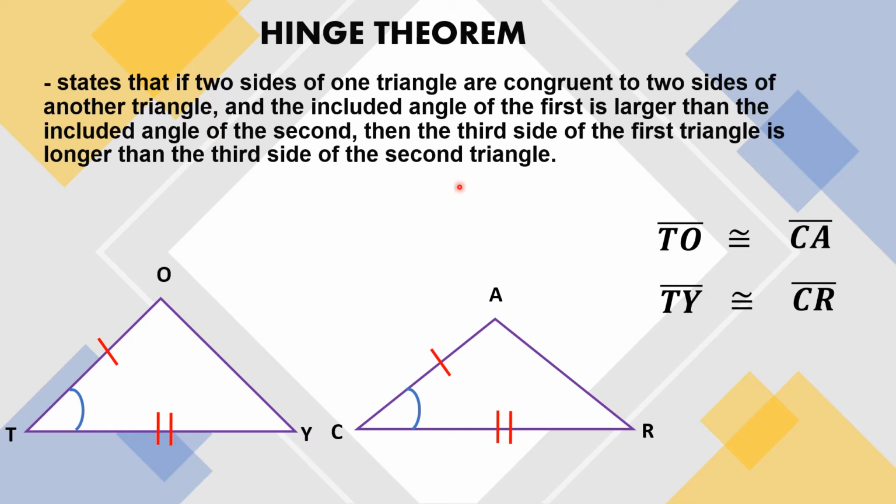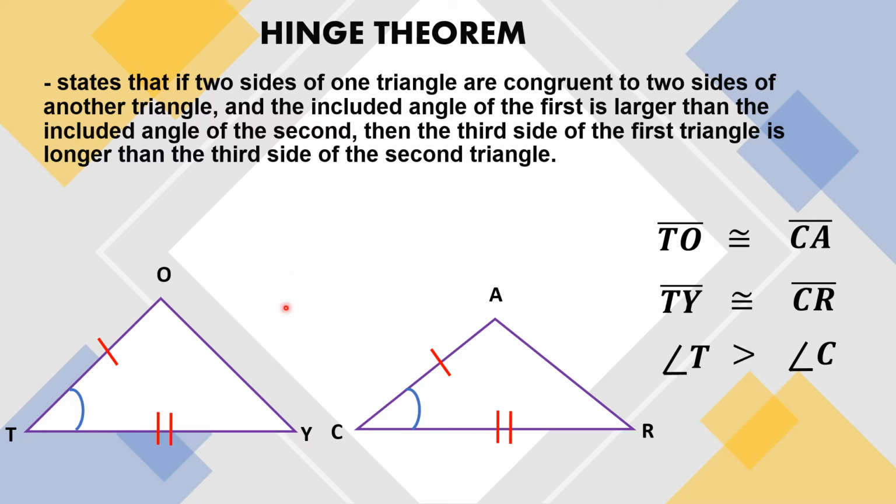Now, it says that the included angle of the first is larger than the included angle of the second. Even without a measure written on our angles, by visualizing we can see that angle T is larger than angle C. If you want the exact measure, we can use a protractor. But here, by merely looking, we can say that angle T is greater than angle C.